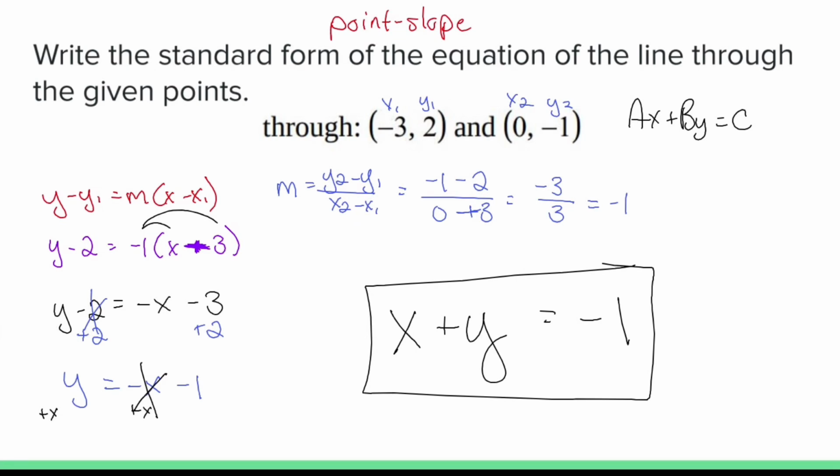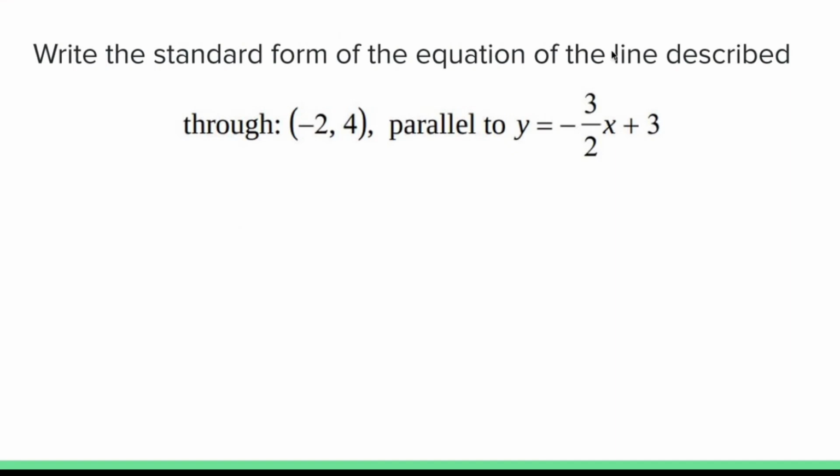Write the standard form of the equation of the line described through negative 2, 4, and parallel to y equals negative 3 over 2x plus 3. So I have information about a point, which I'll label x sub 1, y sub 1, and I can find out that if a line is parallel to that one, the two lines are going to have the same slope. So why don't we do point slope form and use that to turn that into standard form.